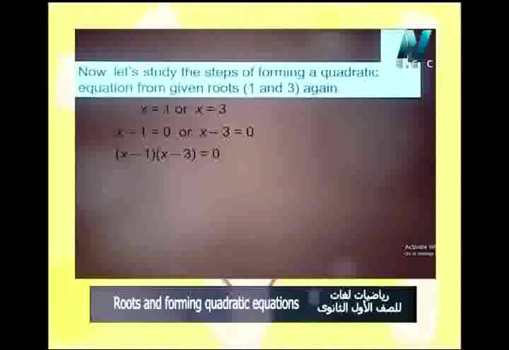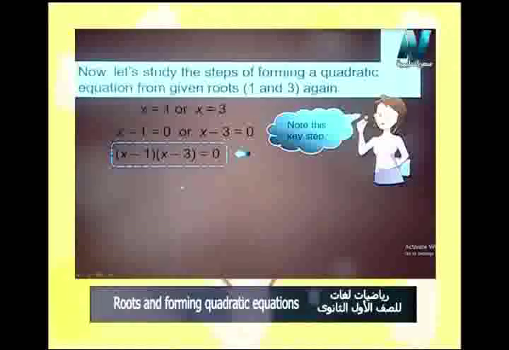Now let's study the steps of forming a quadratic equation from the given roots 1 and 3 again. We have x equals 1 and x equals 3. They are the two roots of the quadratic equation, and we would like to form the quadratic equation again. So x minus 1 equals 0 or x minus 3 equals 0. So we will form this equation again: x minus 1 multiplied by x minus 3 equals 0.